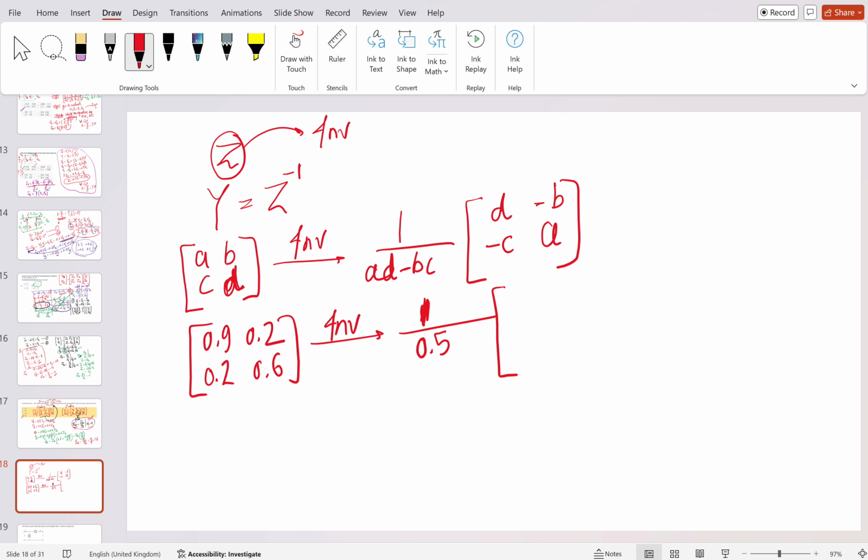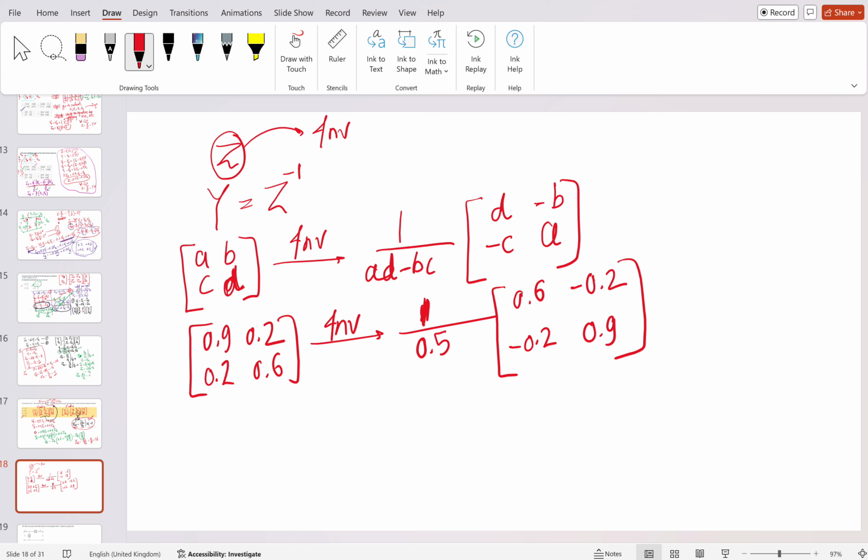Here what you have to do? You have to reverse it. Reverse means 0.6 here, 0.9 here, and the off-diagonal elements you have to negate: minus 0.2, minus 0.2. So this is basically the Y matrix.